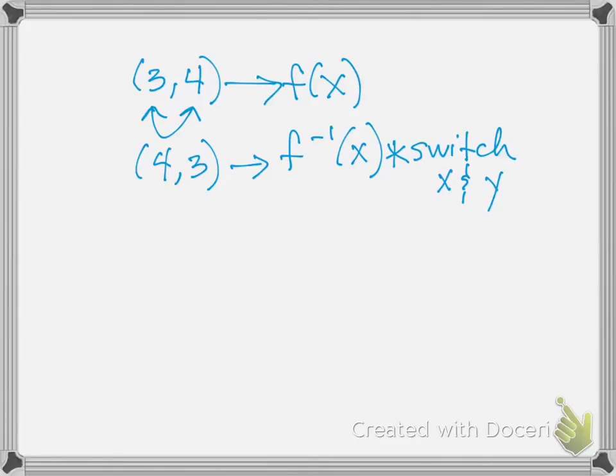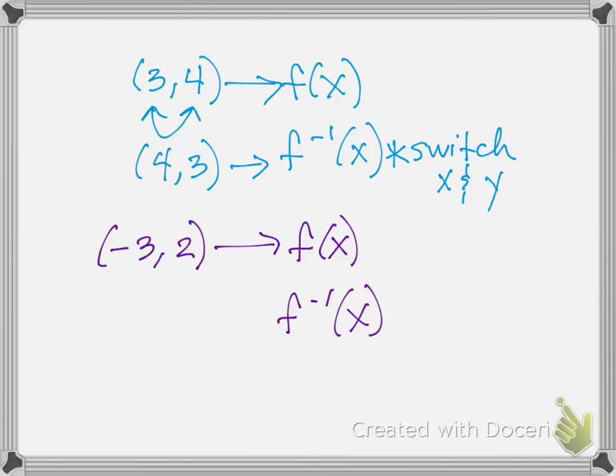So the next example, if -3, 2 is on the graph f of x, then what point is on its inverse? So all I would do is switch my x and y. So the point 2, -3 would be on the inverse. Just switch my x and y. So it's really easy with ordered pairs because all you're doing is switching the point.